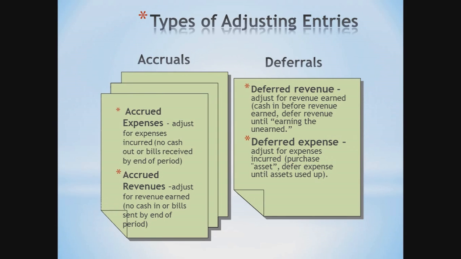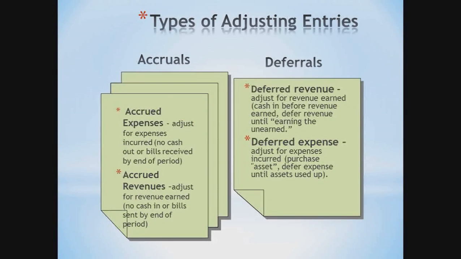There are many types of adjusting entries. We can identify 4 specific categories. 2 deal with accruals. The situation is there's been no cash flow earlier, and yet we've either received a service, which would be an expense, or we have performed a service, which would be a revenue. An example of an accrued expense would be employees that work for you at the end of the period, but the pay period hasn't actually ended until next period. We need to record their services as a cost of this period.